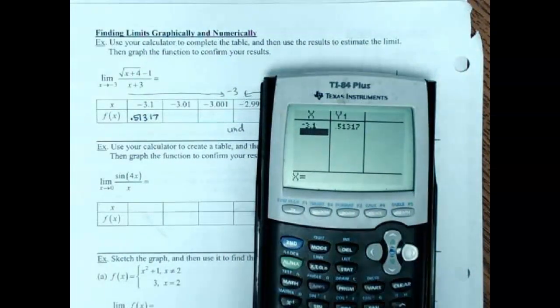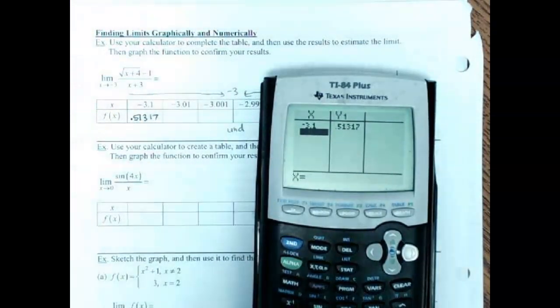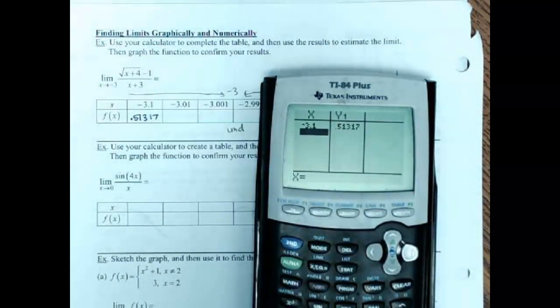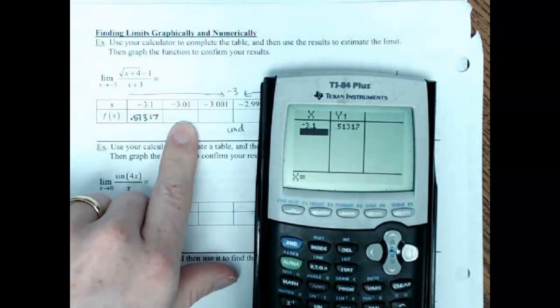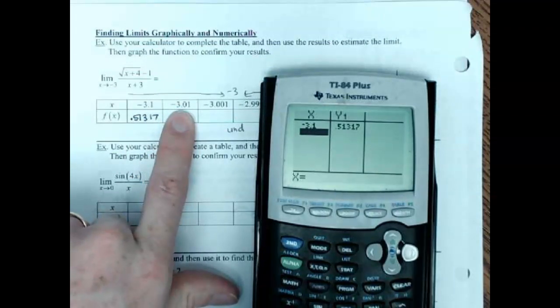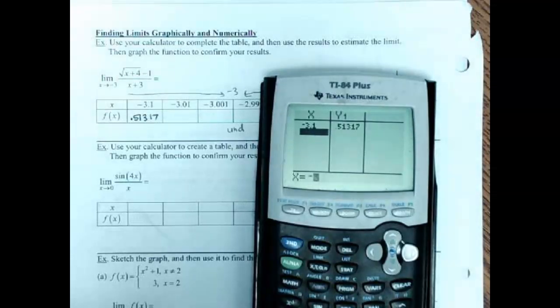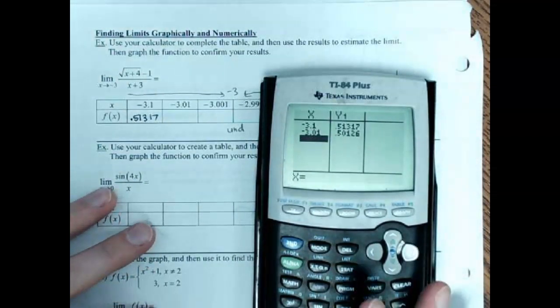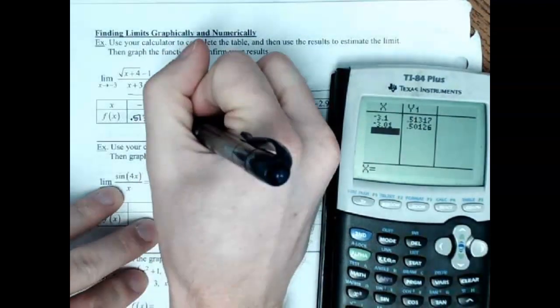Now, -3.1 is pretty close to -3. It's just 1/10 to the left. Let's see what happens if I get closer, right? That's pretty close, but it's 1/10 away, 0.1. Let's see what happens if I get closer. This one's only 1/100th of a unit away. So let's see what happens. -3.01. It looks like that y value is 0.50126.